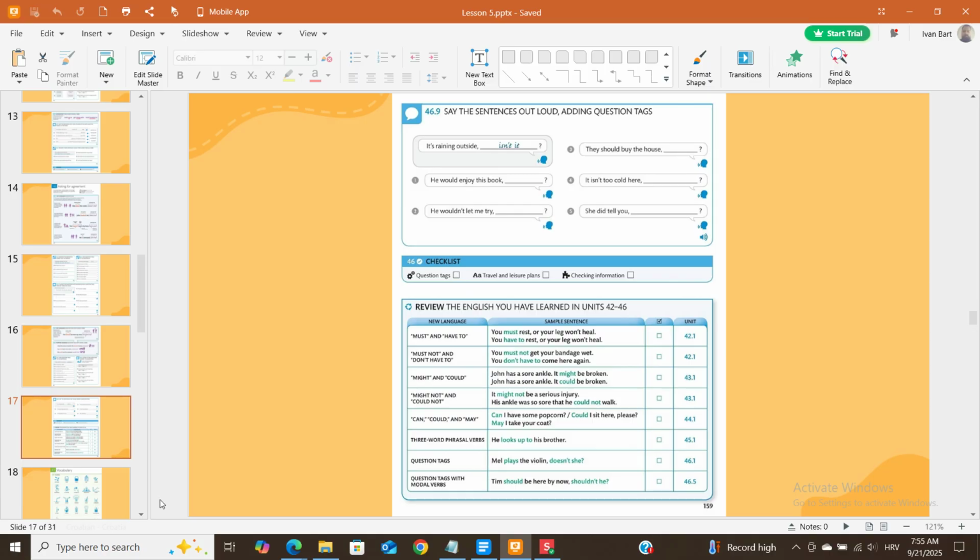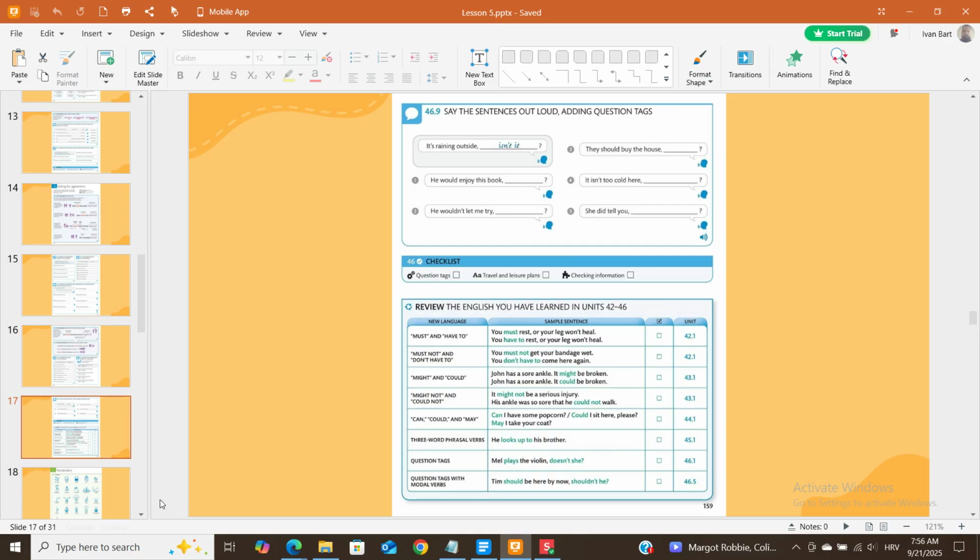46 Checklist: question tags, travel and leisure plans, checking information. Review the English you have learned in Units 42 to 46. New language, sample sentence: must and have to, must not and don't have to, might and could, might not and could not.